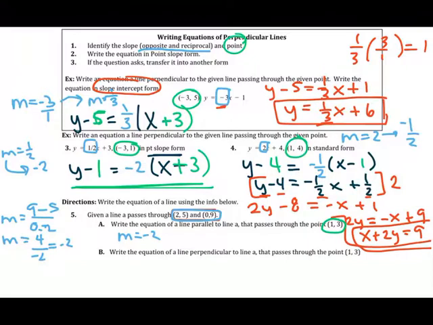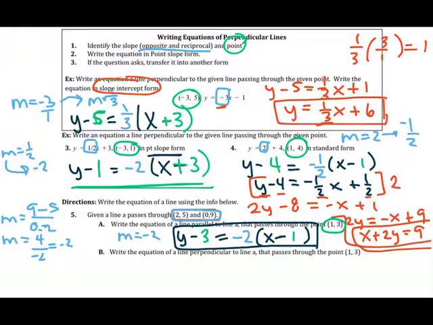The point they gave me is (1, 3). So in point-slope form, y minus, the y value is 3, equals the slope we just figured out is -2 times x minus the x value, and the x value here is +1. And we are done. If we had to write this in slope-intercept form, we would just distribute -2 and then add 3 to both sides. If we had to write it in standard form, we would after that then add 2x to both sides. But since this doesn't specify, I'm going to stop right here.